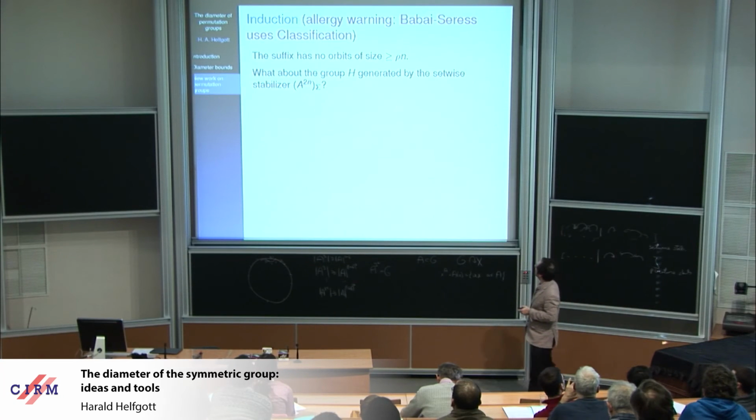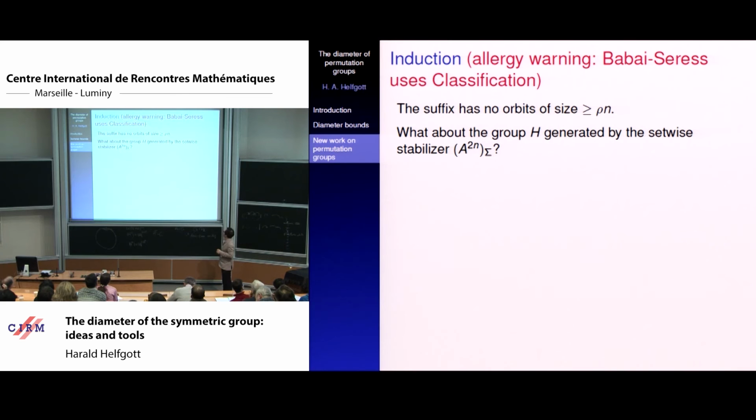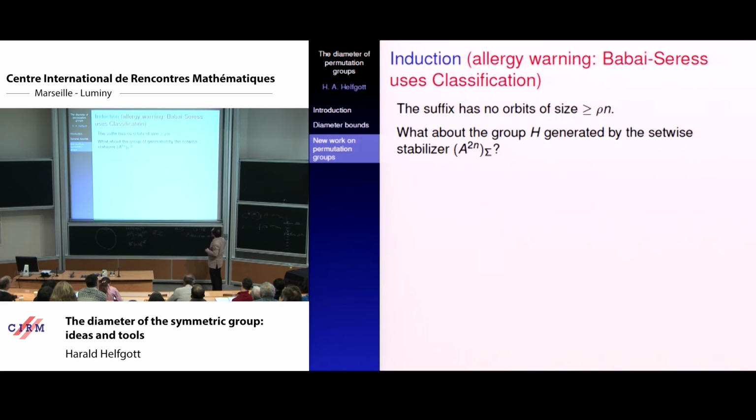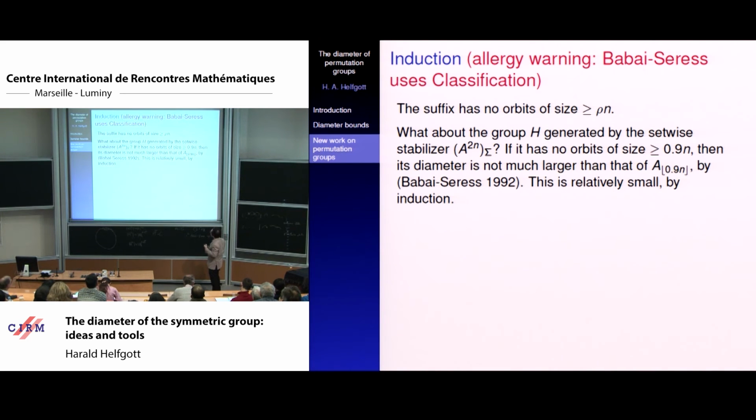Very well. So the suffix has no long orbits. What about, sorry, I said suffix before when I meant prefix. This is a prefix, of course. So what about the group generated by the setwise stabilizer? Well, if it has no long orbits, this is a group. So a group like that with no long orbits cannot have large alternating factors. And then you can use induction, as I said before. You can pass down by Babai-Seress to smaller alternating groups, and you get an inductive process going.